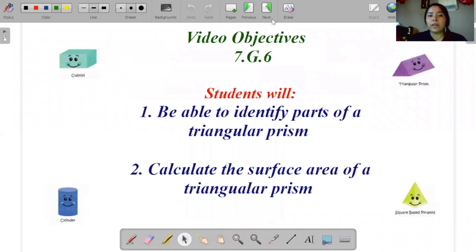In this video, we're going to learn how to identify parts of a triangular prism and how to calculate the surface area of a triangular prism. How to identify parts of a triangular prism.